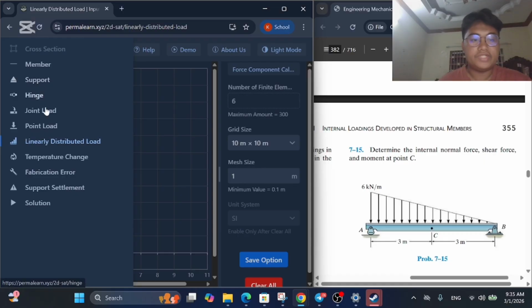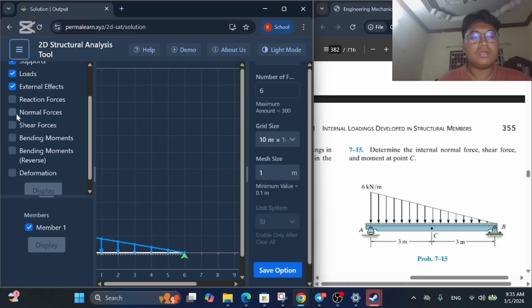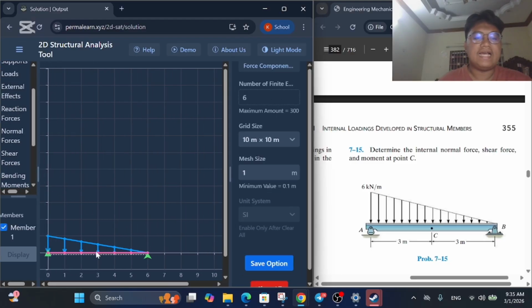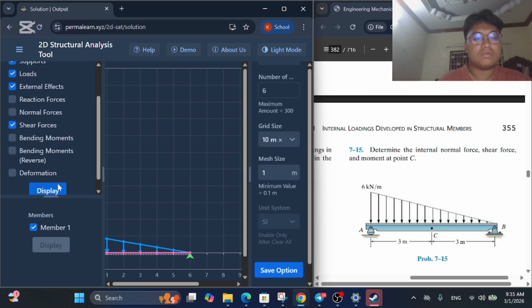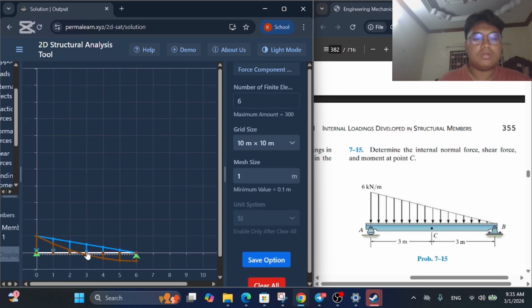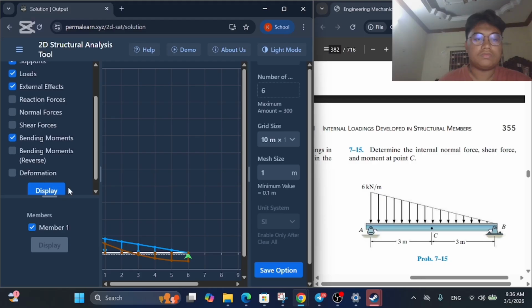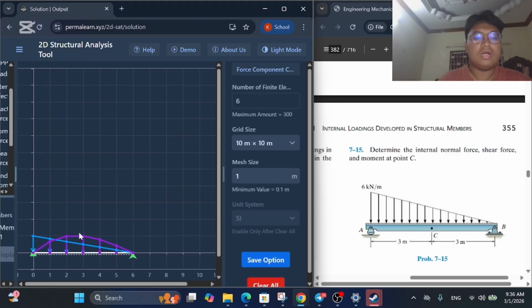Now, our objective is to find the normal force, the shear force, and the moment. So we go to solution. First is normal force. As you can see, our normal force is 0. Next is shear force. Our shear force is negative 1.5 kilonewton at point C. And next is our moment. Our moment at point C is 13.5 kilonewton.